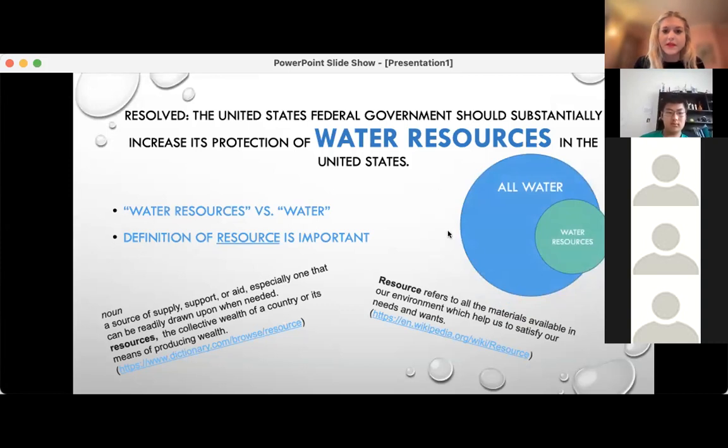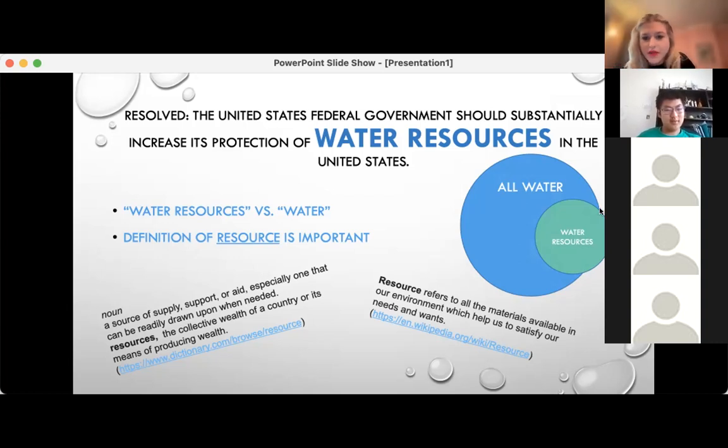So I did a little diagram here. If we think of all water, then water resources is just a part. It's like a subtopic of thinking about water. So even though this is a topic about water, we're going to limit how we do our research because we're thinking about usable water. We could protect water for the sake of other things that weren't resources, but that would be outside of the bounds of this topic.